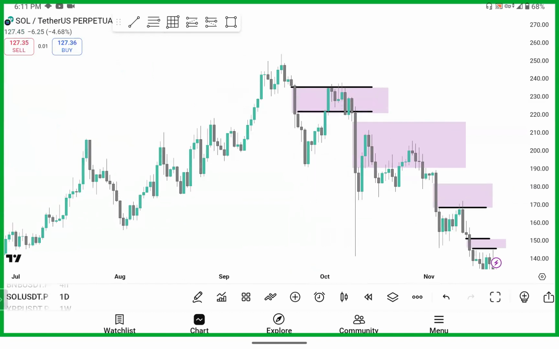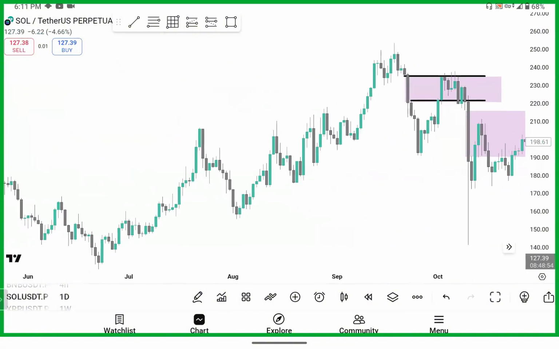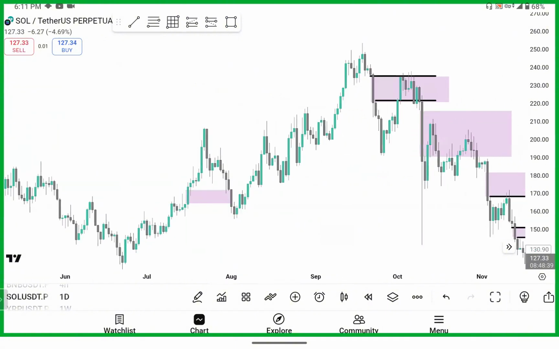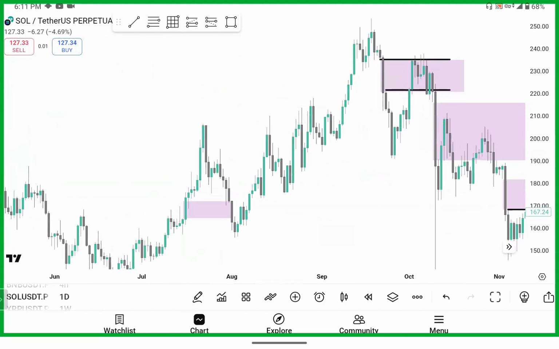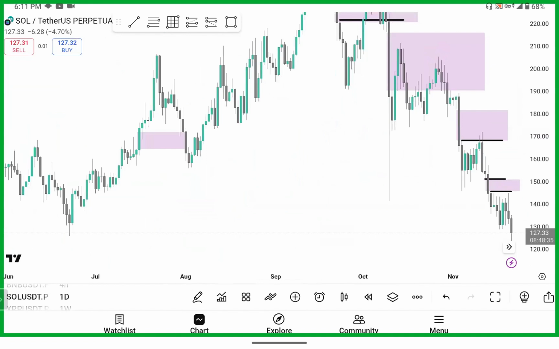So these are what we call fair value gaps. Are you seeing this? This is a fair value gap. Let me use a trend line to see. I'm just doing this so that you should be able to spot that gap as a fair value gap. You don't need to draw this line. You use the rectangle. So this one is supposed to be also here.